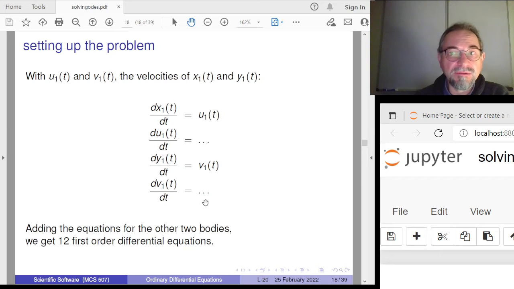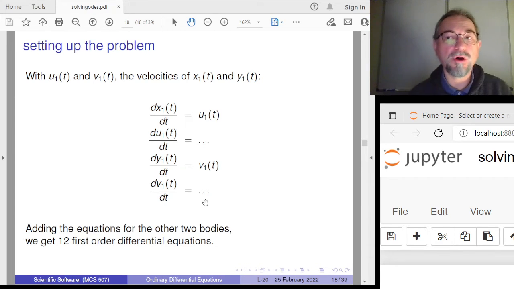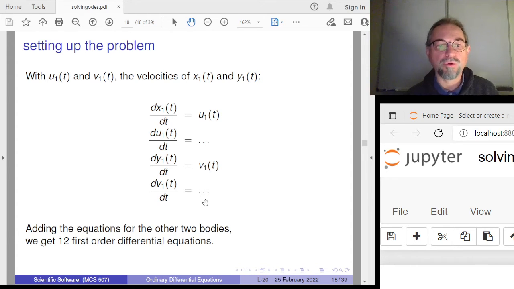Okay, we have now a system of three bodies in the plane, so we have 6 second order equations. When we rewrite this as a system of first order equations, we are introducing the velocities in both coordinate directions for the three bodies. So we are introducing 3 times 2 auxiliary variables, all the velocities, and we arrive at 12 first order differential equations.